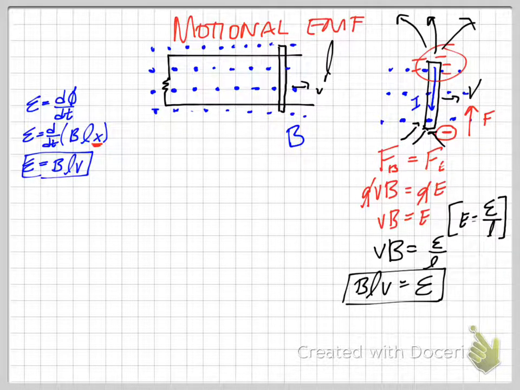which is the same thing. And again, if we wanted the current, it would be BLV over the resistance of the resistor in that circuit. I don't think I did that over there. And if we look at the direction, we'll do that in a different color.